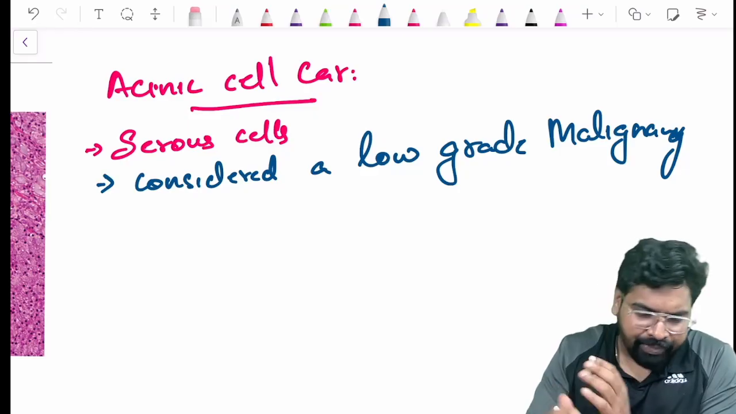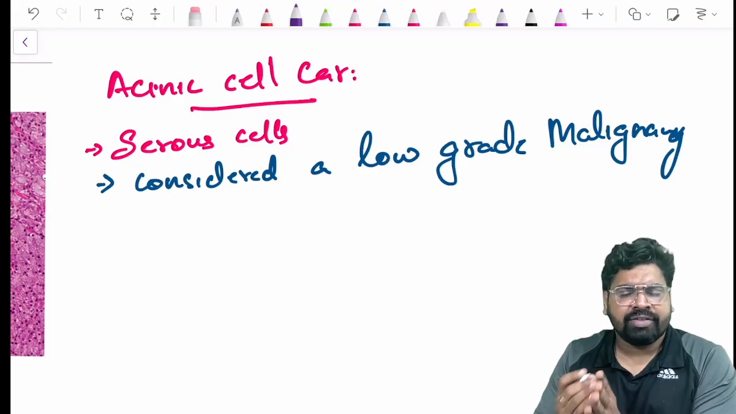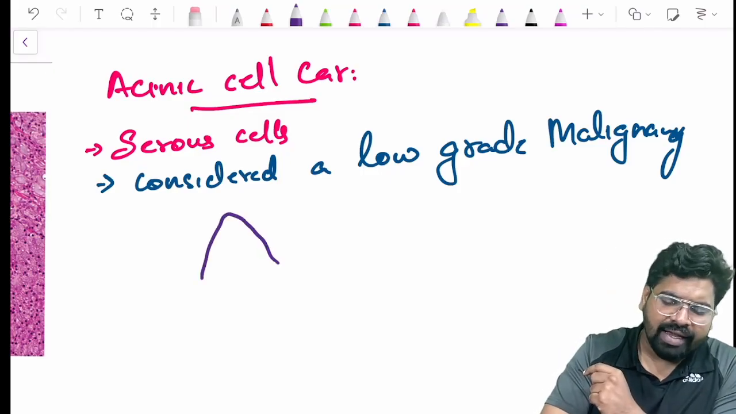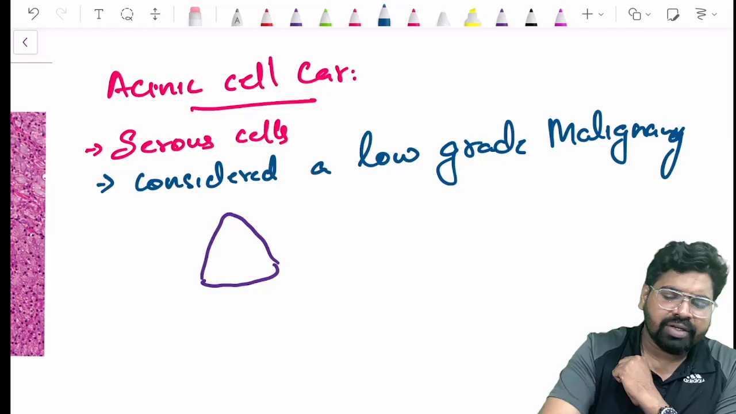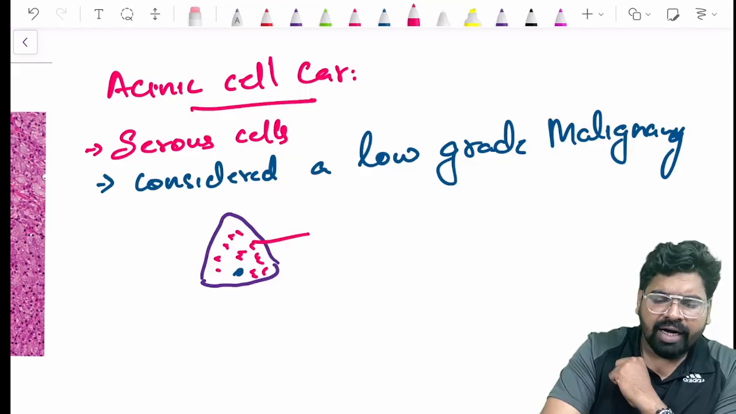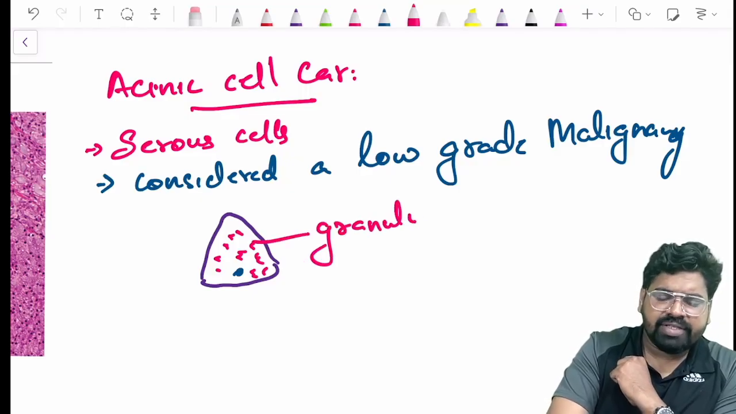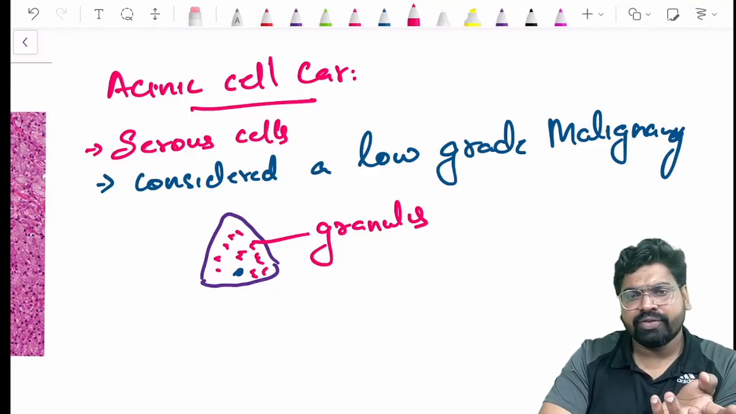And then comes the cell. It is the serous cell which is causing this tumor. How does a serous cell look? We have discussed in the basic class that it is pyramidal in shape with a nucleus, and there will be so many granules in it. What are these granules which you see in the serous cell?